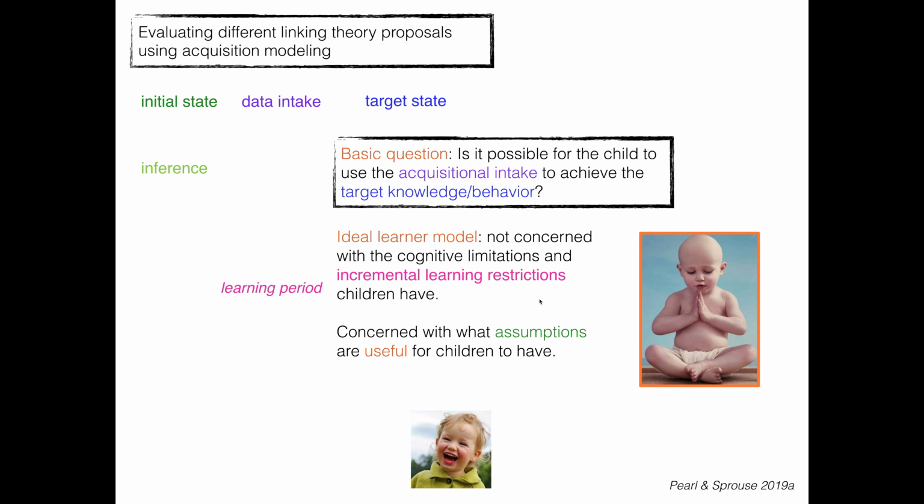It's instead concerned with what assumptions are useful for children to have about, for example, what information they are sensitive to. And it's really good to do this before we start worrying if the assumptions are usable by children, because what if it doesn't even work out when they don't have incremental learning restrictions? It tells you that maybe this isn't the information they're using, something is not right. Hold your horses before you go doing more detailed incremental learning models. Check it out first. The basic question: is it possible to use that acquisitional intake to achieve your target knowledge or behavior? So that's what we're going to do here.